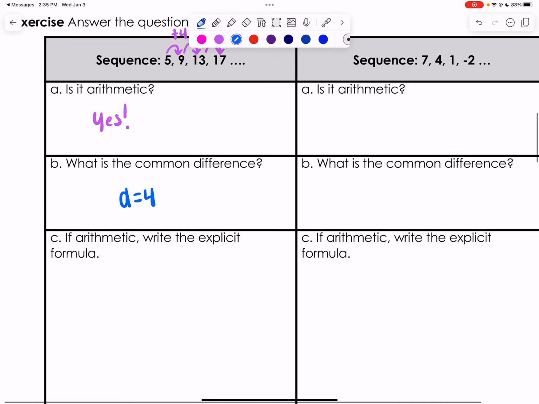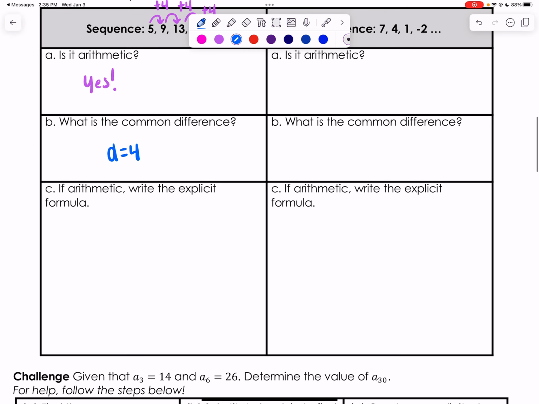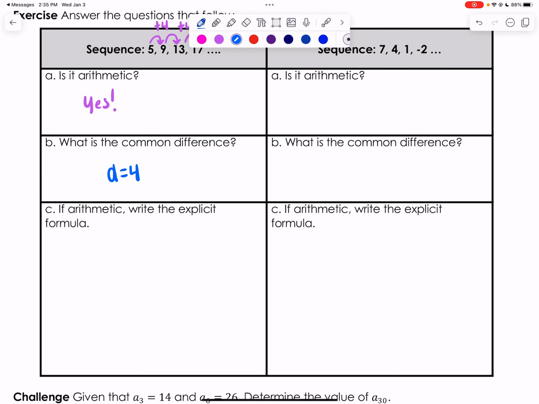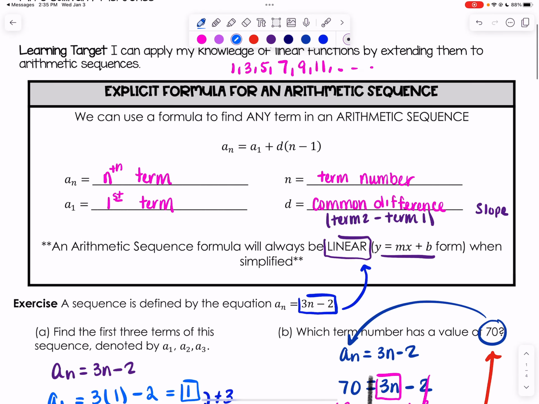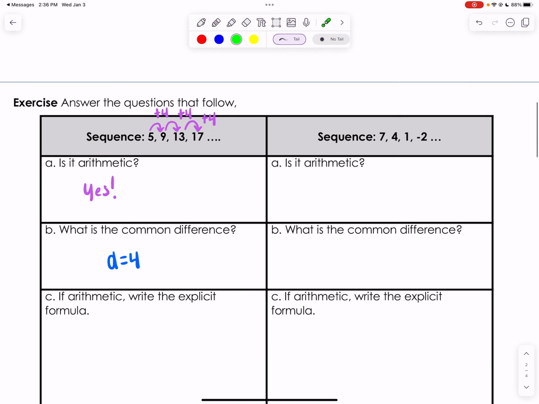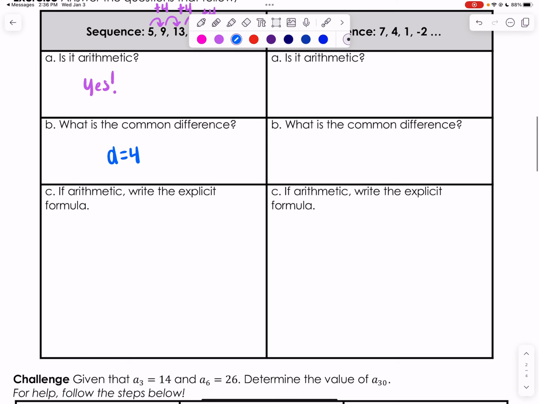Now, for part C, it says if it's arithmetic, write the explicit formula. So we know our explicit formula is this thing right here, that a sub n equals a sub 1 plus d times n minus 1. You do not have to memorize that. It is provided on your reference sheet.